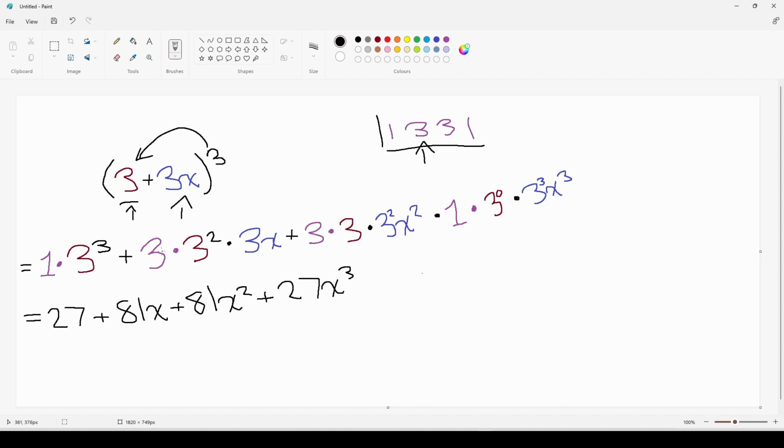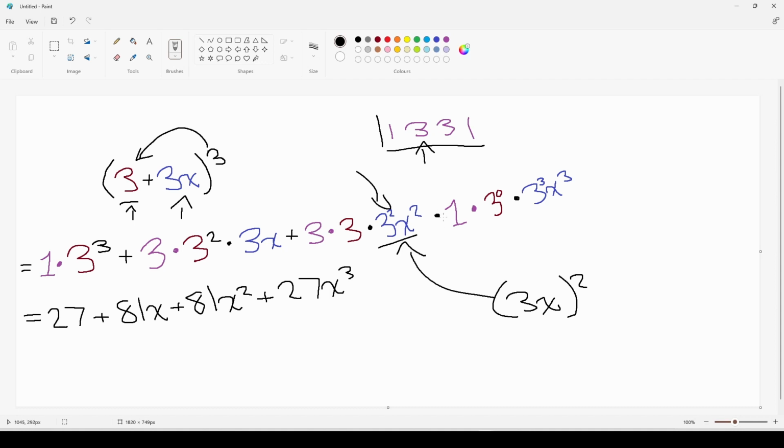And so we have 3 times 3 to the second times 3x. Again, moving this power over to the second term, plus 3 again, multiplied by 3 times 3 squared x squared. I wanted to emphasize this, although you could simply write it like this. I wanted to write it the way I did, just to really emphasize that this 3 is also being squared.